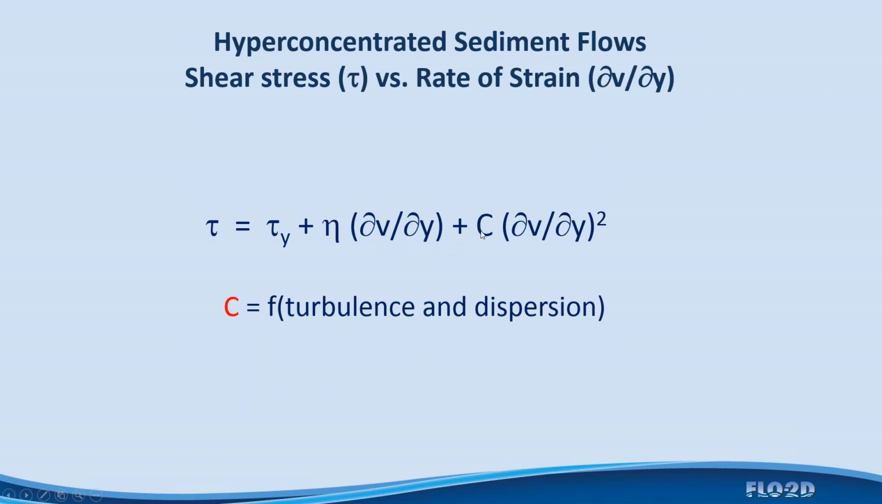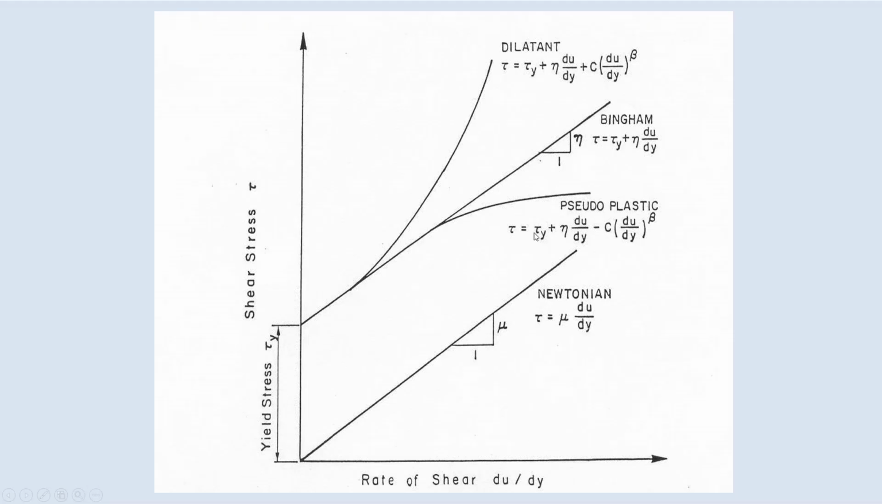Now, if we add other higher order terms, where we take the rate of shear raised to the second or third order power here, then we're starting to incorporate turbulence. And this C coefficient here is a function of both turbulence and dispersive stress, meaning particle to particle contact. So if you model the flow only as a Bingham fluid here, then this is a laminar flow relationship. So there's no turbulence in it. In order to have the turbulent terms be modeled, you have to have the higher order velocity distributions.